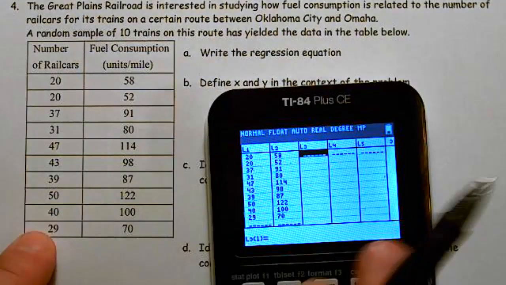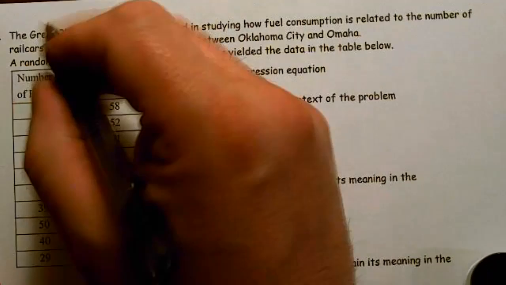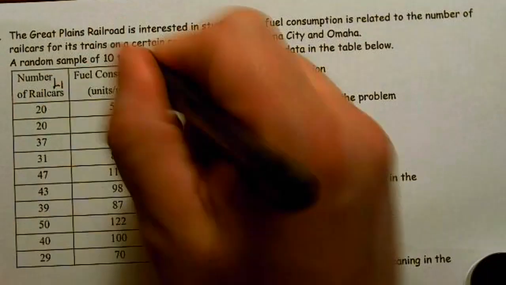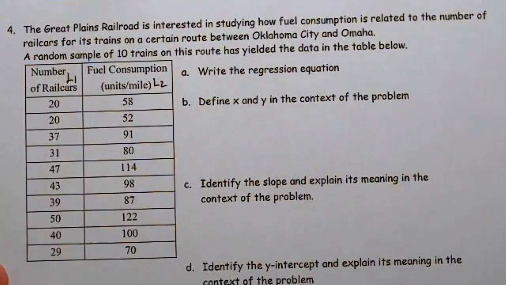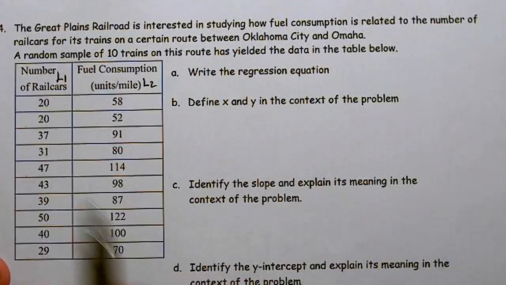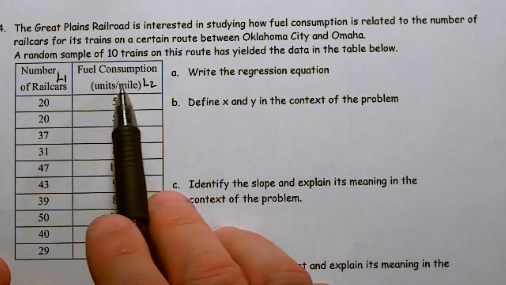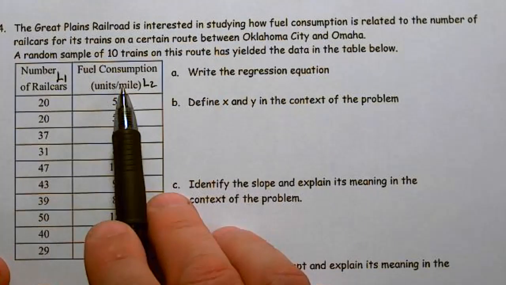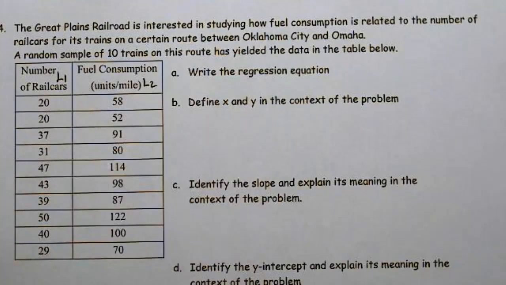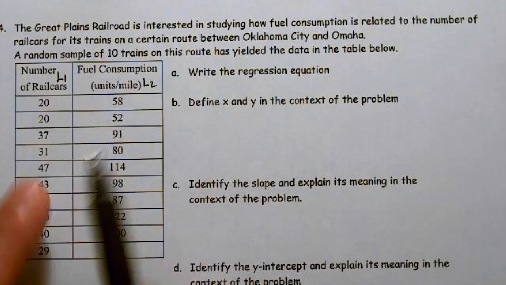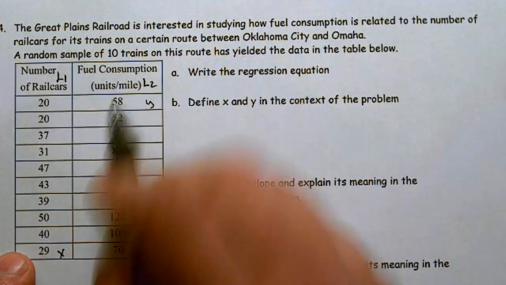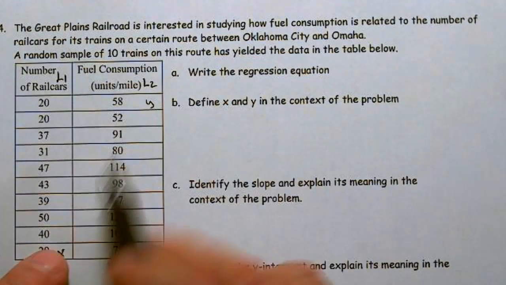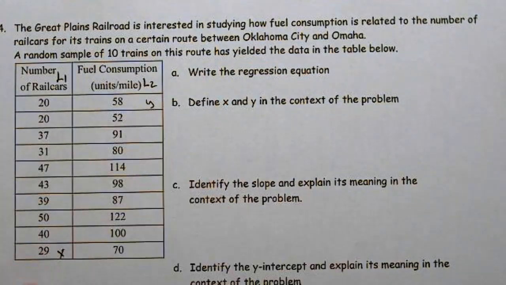So I went ahead and input this data, and I put the number of rail cars in L1 and fuel consumption in L2, because I personally believe that the number of rail cars impacts the fuel consumption. In other words, the more train cars we're pulling, the more fuel we're going to use. So this will be my X, and this will be my Y. I'm thinking the number of rail cars is going to help predict fuel consumption.